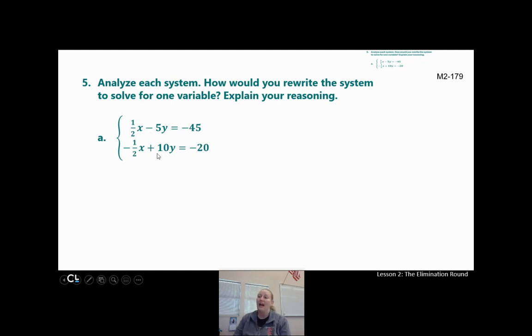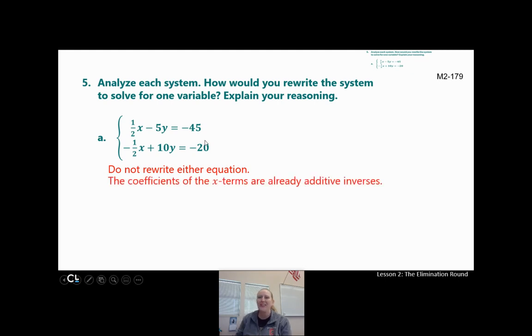So for A, I wouldn't rewrite them. I wouldn't rewrite them for A because check it out. I already have additive inverses. The coefficients on x are already additive inverses. I don't need to rewrite it. It's already going to work beautifully if I do my linear combinations method. So for A, I wouldn't rewrite either equation. It's already set to go, isn't it?